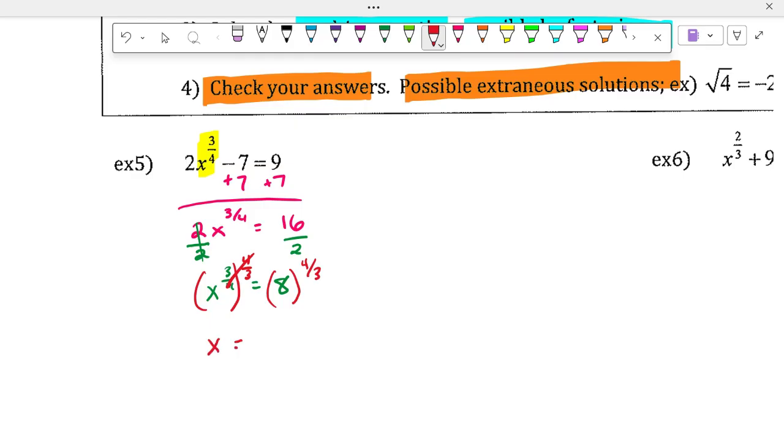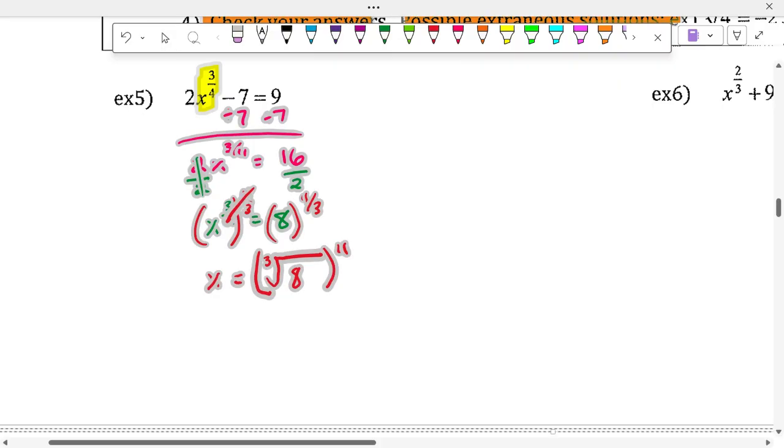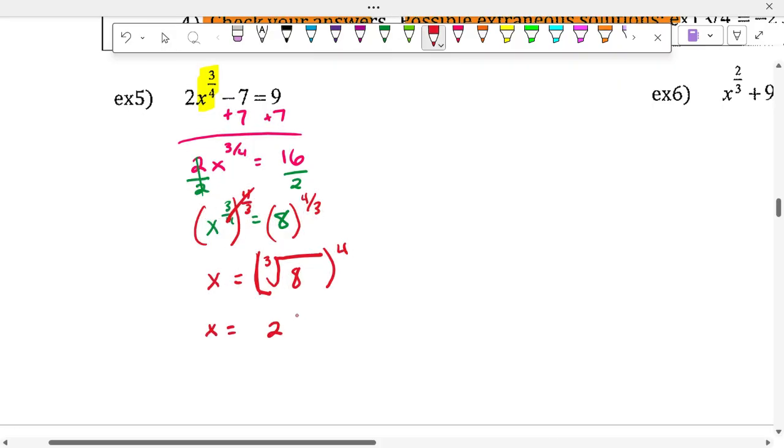So x is equal to, how do I write this? What's my index? 3 is my index, and it's raised to the power of 4. So remember, my recommendation, do the root first. So what's the cube root of 8? 2. So what's 2 to the 4th? 16.